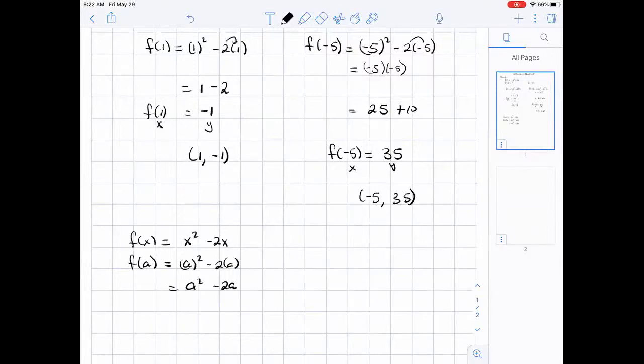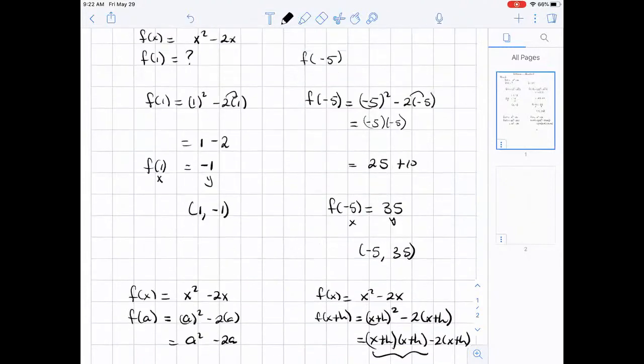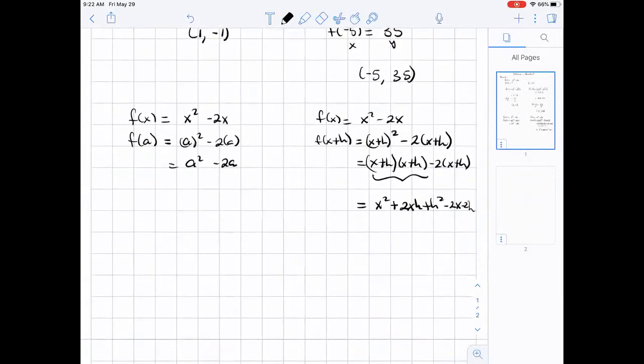Okay? Or if I tell you that f of x is equal to x squared minus 2x, and I ask you what is f of x plus h, then it means replace all your x values with x plus h. Okay? So this becomes x plus h quantity squared minus 2 times x plus h. And simplifying, you get x plus h times x plus h minus 2 times x plus h. And obviously you guys could simplify this by foiling this out. You will get x squared plus 2xh plus h squared minus 2x minus 2h.